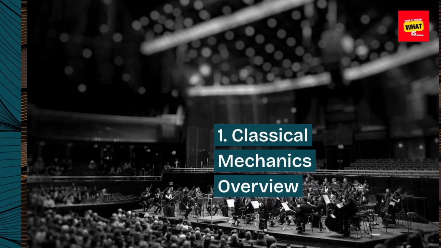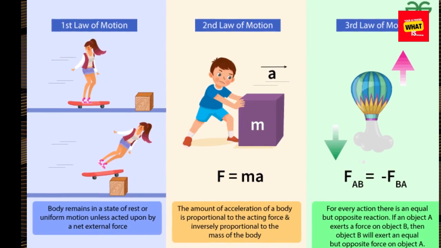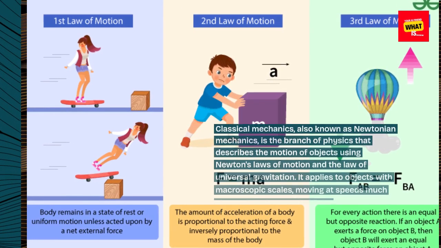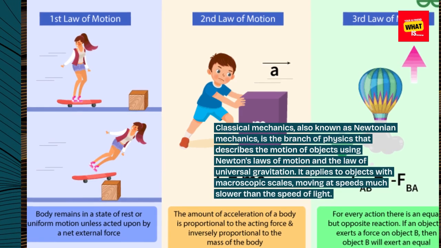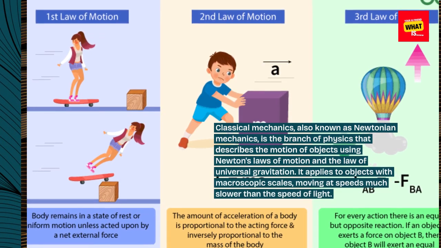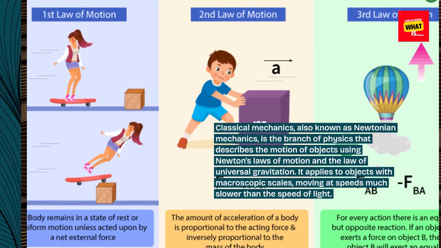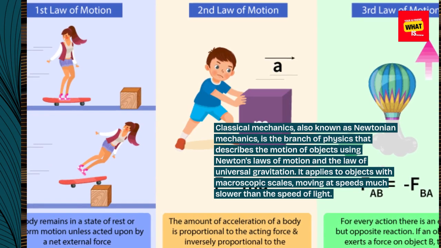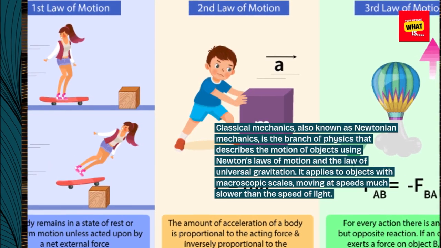1. Classical mechanics overview. Classical mechanics, also known as Newtonian mechanics, is the branch of physics that describes the motion of objects using Newton's laws of motion and the law of universal gravitation. It applies to objects with macroscopic scales, moving at speeds much slower than the speed of light.